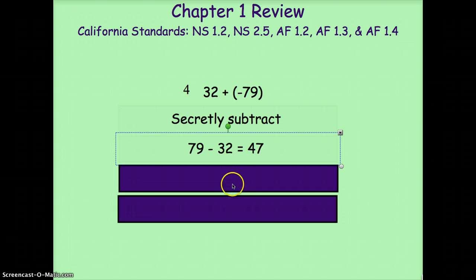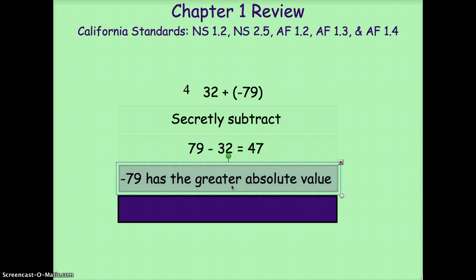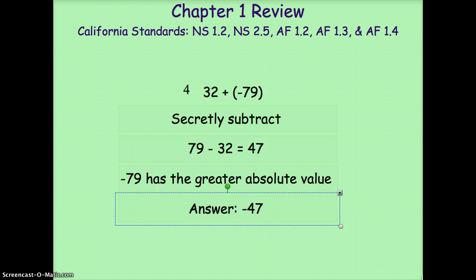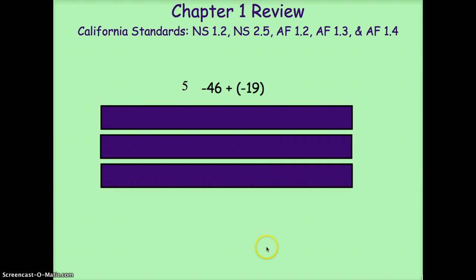Then you want to look at the absolute values. Negative 79 has the greater absolute value, so my answer is negative. Go ahead and solve this one next. Again, start the video when you're ready to see the answer.